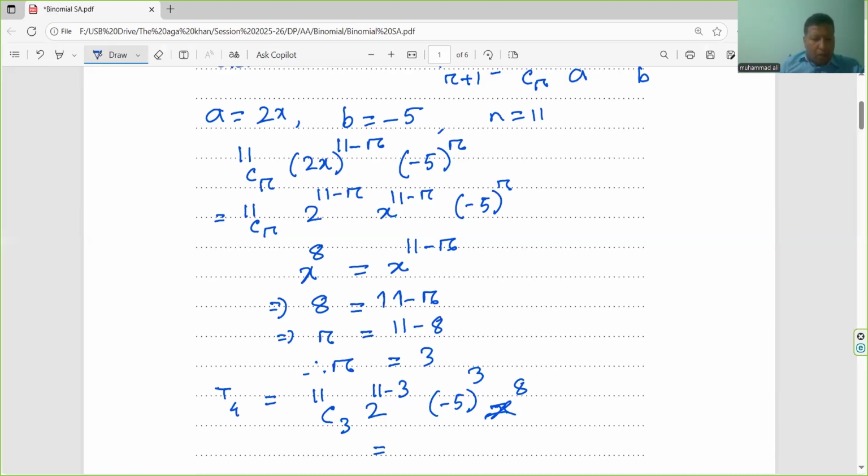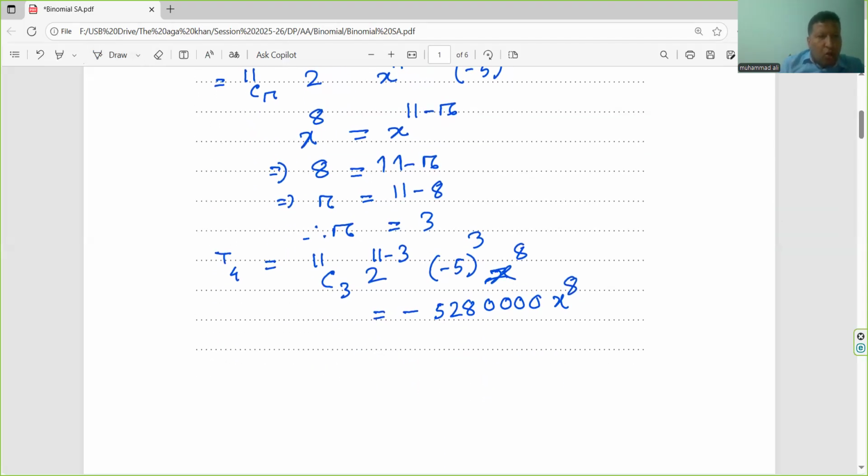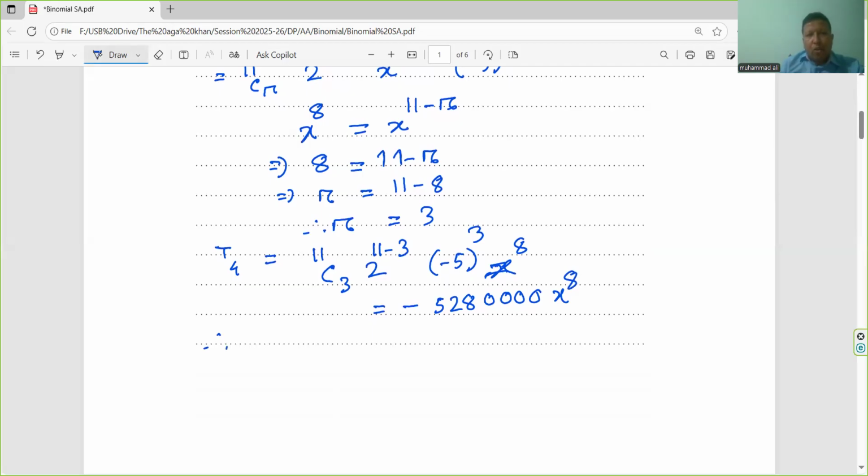So it will be minus 528,40, x to the power 8. So the coefficient of x to the power 8 is minus 528,40. So question number 1 is completed.